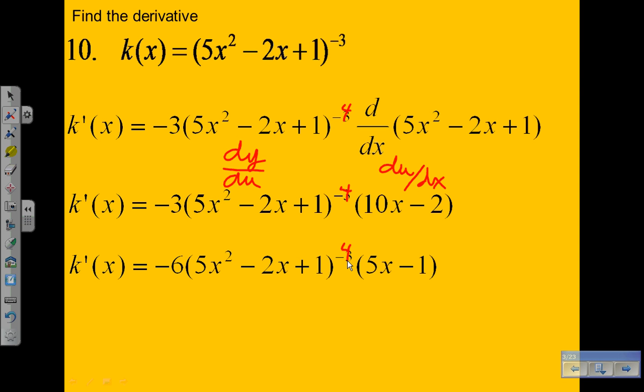That's your final answer. Which one? I factored a 2 out of the 10x minus 2. Why would you factor it out? Just to simplify it. Yeah, and you're going to solve it eventually. Right.